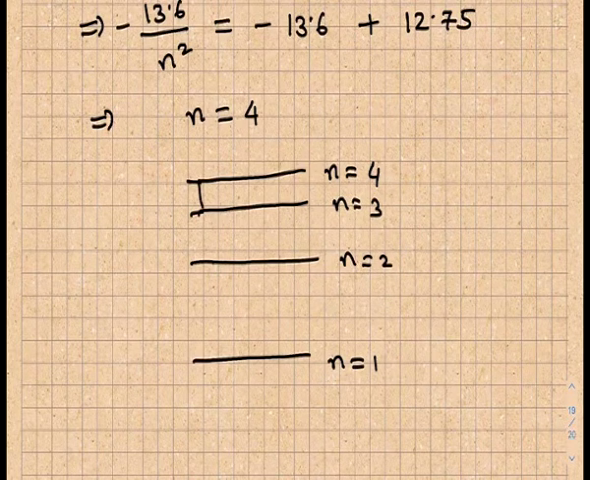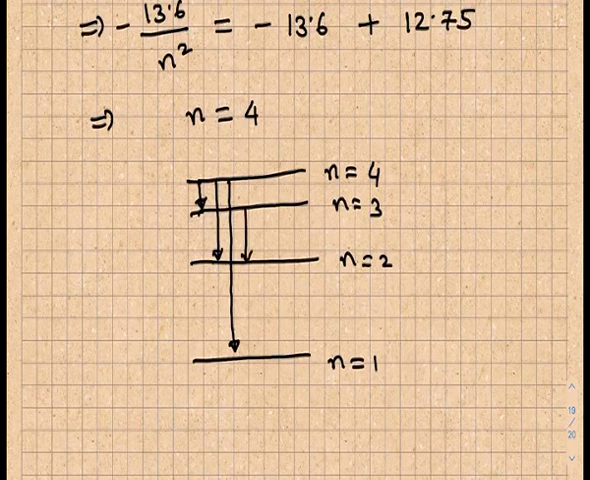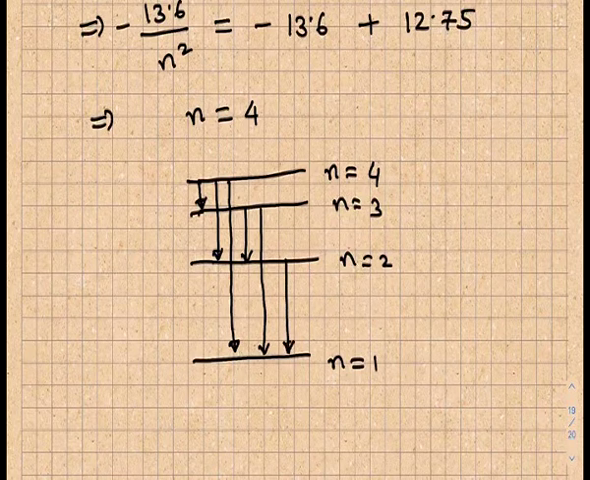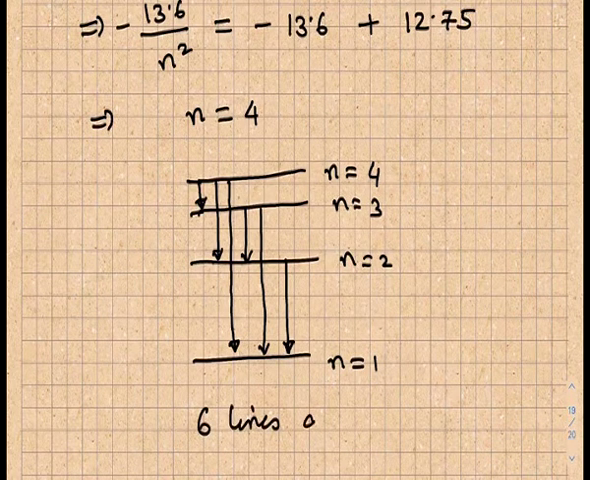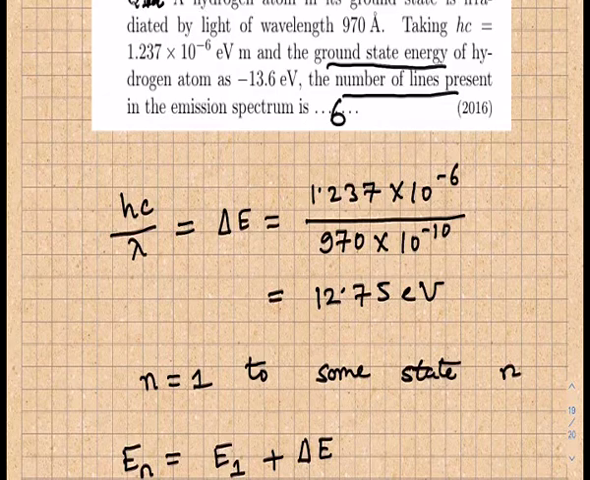One is n is equal to 4 to n is equal to 3 is possible, n is equal to 4 to n is equal to 2 is possible, again n is equal to 4 to n is equal to 1 is also possible, and then n is equal to 3 to n is equal to 2 is possible, n is equal to 3 to n is equal to 1 is possible. And then, did I miss something? Yes, then you have n is equal to 2 to n is equal to 1. So total 6 lines are possible. So the number of lines in the emission spectrum is 6.